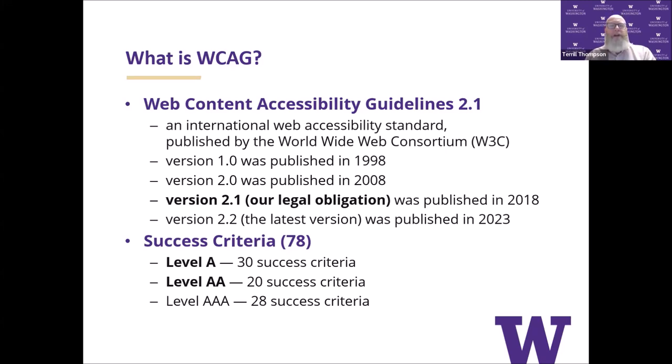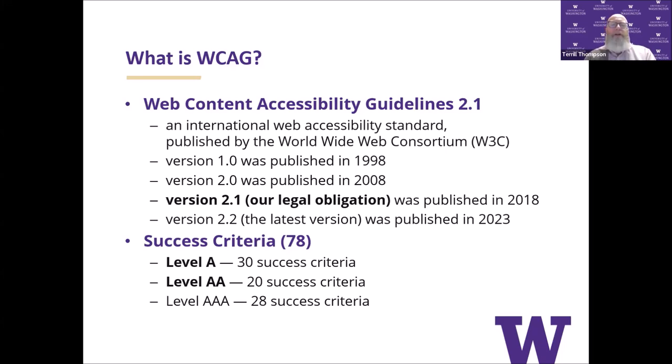But at the heart of WCAG, if you drill deeply into it, the deepest level of the organizational structure are things called success criteria. These are essentially the checkpoints that allow us to define web accessibility. So there are, in WCAG 2.1, 78 of those. That's a lot. If you're new to web accessibility, it may seem overwhelming to think there's 78 things I need to keep track of to make sure my websites are accessible. But these are all prioritized, and they don't all apply to every website. So most of your sites, probably only a fraction of these apply. And we'll look at some of the highlights throughout this presentation.